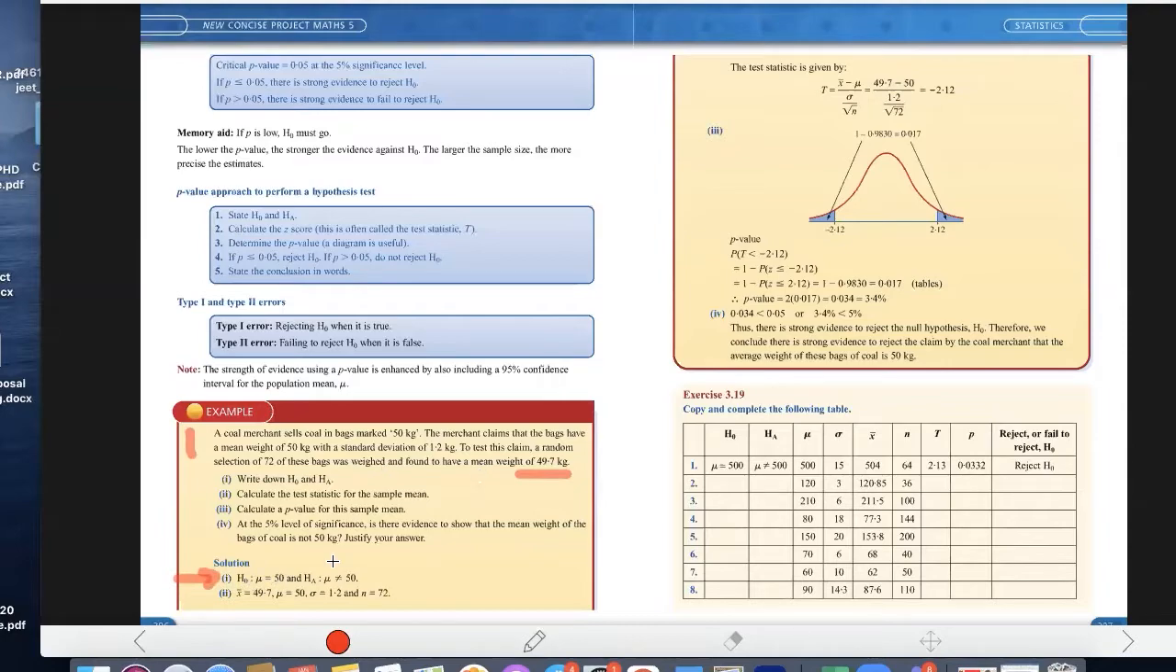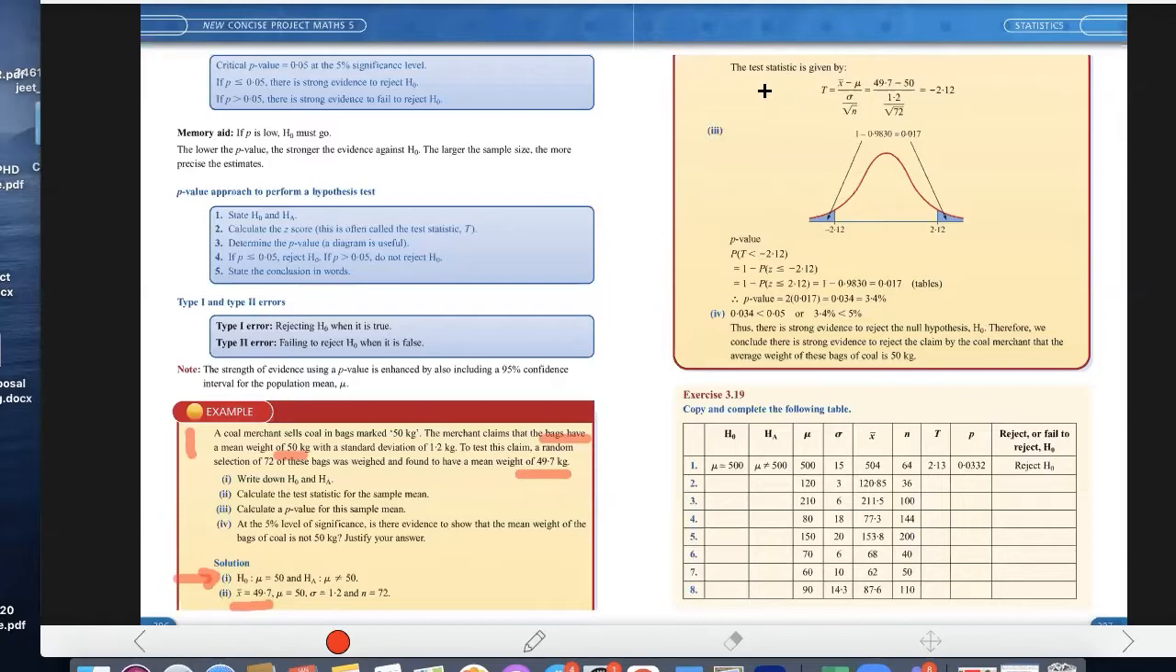So my H0 would be the bags of coal have a mean weight of 50 kg. And the alternative hypothesis, coal bags do not have a mean weight of 50 kg. So our test data is 49.7.